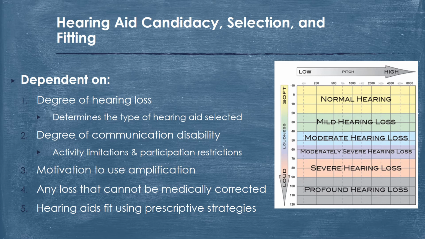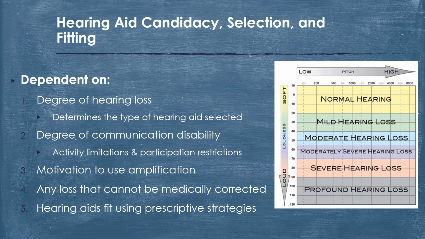So number 2, I might look at their degree of communication problems. Maybe I have a patient with a mild loss and I really think they could benefit from a hearing aid, but they just aren't really communicating much in their daily life. Maybe they're just not very social, or maybe they have really significant financial issues.